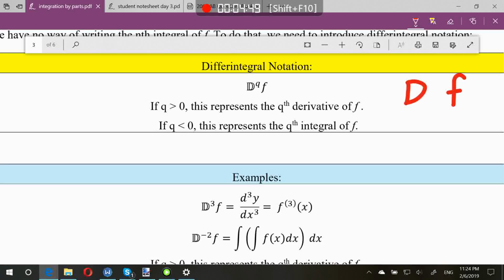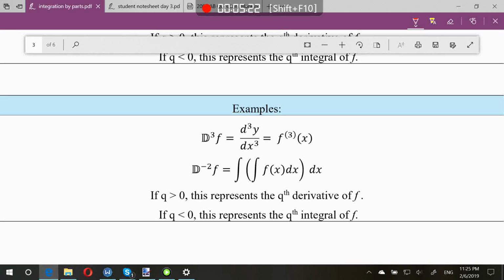Now if q is negative, so if I put a -1 here, then instead of deriving, we would have integrated our function that many times. So this d to the -1 f says that I have integrated my function of f once. If I change this to d to the -4 of f, that means I would have integrated my function 4 times. If I make this a +4 instead, then I have derived my function 4 times. Okay, here's a couple examples.